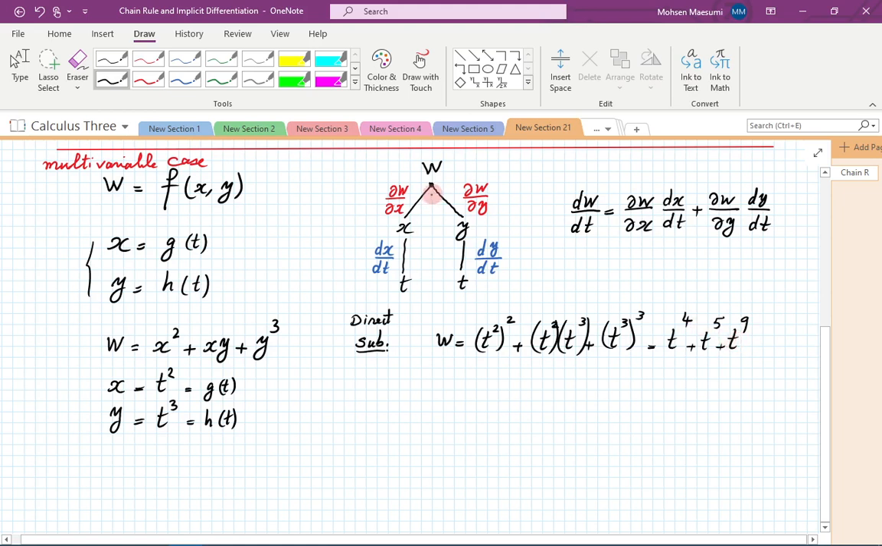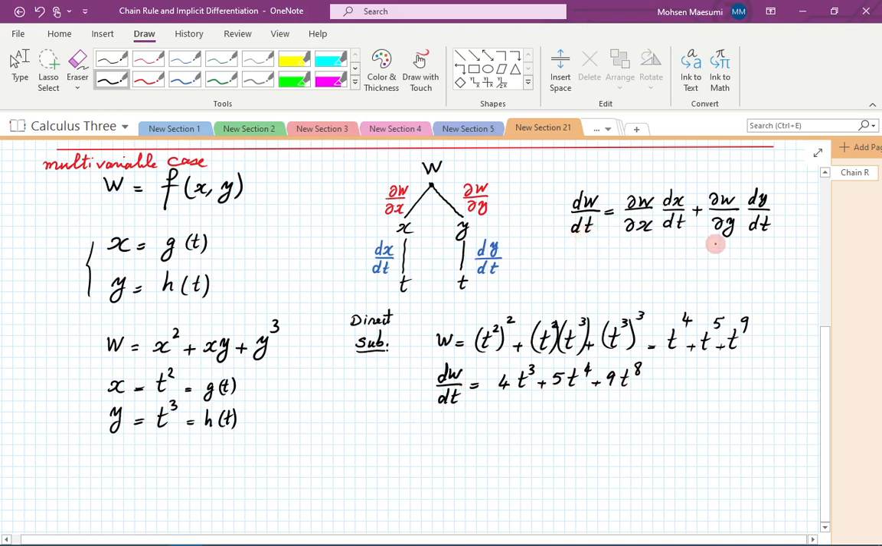Well, now we have direct dependence of W on t. We have gotten rid of the middleman x and y. We know directly how W depends on t. Well, now you can differentiate if you want. This is dW dt. Simple problem from calculus 1. 4t cubed, 5t to the 4, 9t to the 8, and you're all done.